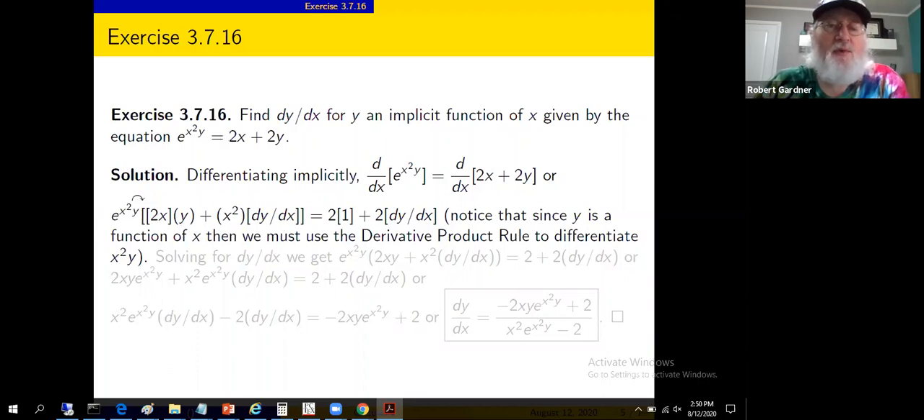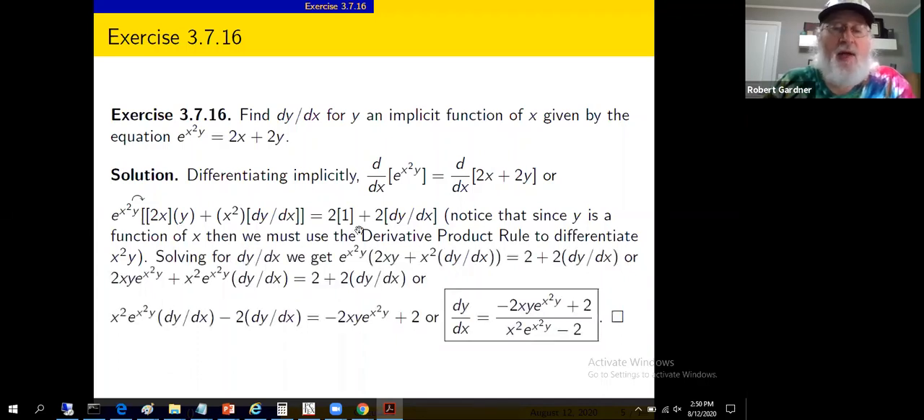And the question was dy/dx equals what? When you differentiate implicitly, you produce an equation, and it's got a bunch of dy/dx's in it. And then you solve for dy/dx, and you're good to go. So differentiating implicitly produces this equation. Now we just solve that equation for dy/dx. So it's a matter of rearranging things.